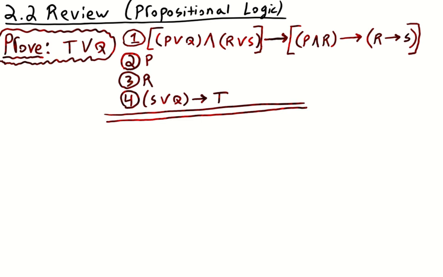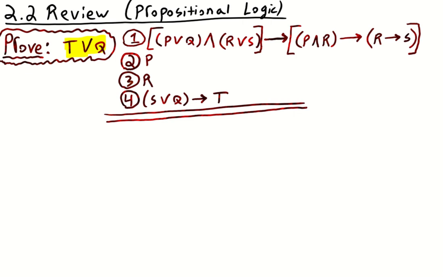Together, let's prove the disjunction T or Q. This time we're given 4 premises. The first premise looks pretty complicated, but overall it is a conditional, it's an if-then. And premise 4 is also a conditional, it's an if-then. Premises 2 and 3 contain atomic sentences.